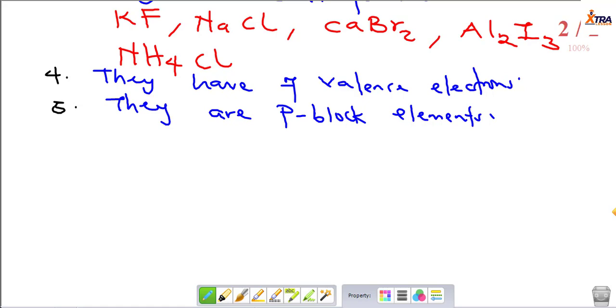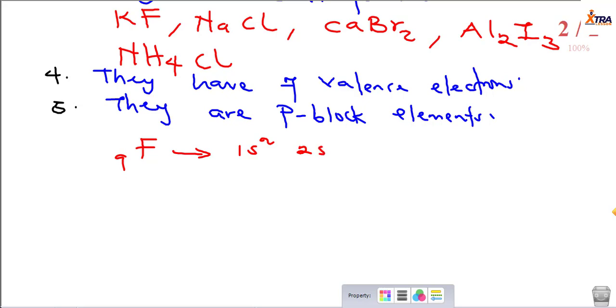If you look at fluorine, which is the first member, it has an atomic number of 9. Taking the electronic configuration of this, we have 1s2, 2s2, 2p5. What does this tell you? That they've got 7 valence electrons, because we have 2 as the principal quantum number, and when you add 2 to 5 it gives a total of 7, which tells you that on the outermost shell, the second shell, you have 7 electrons.